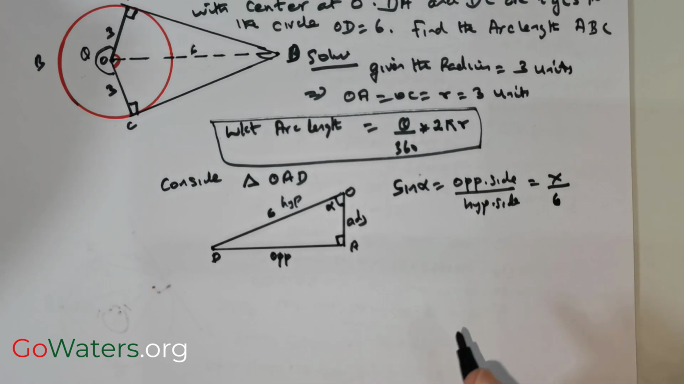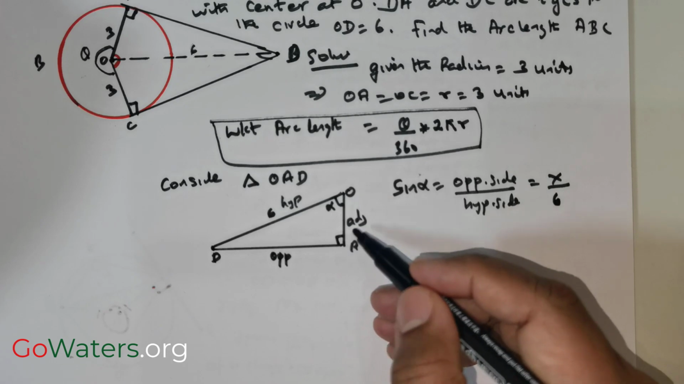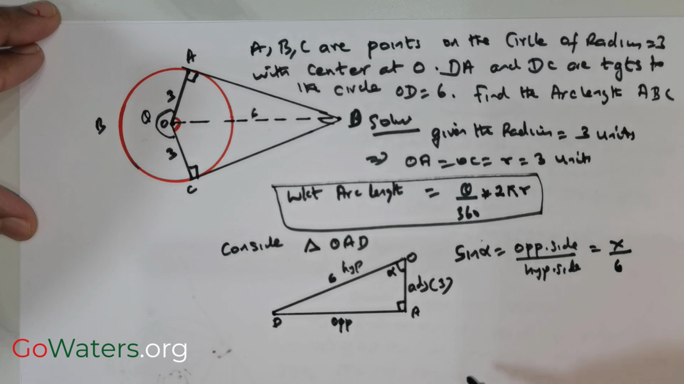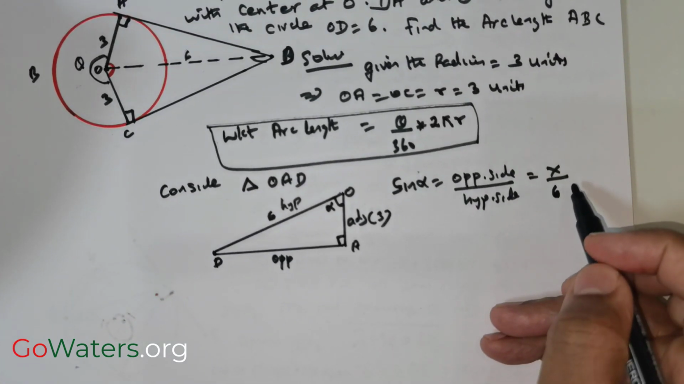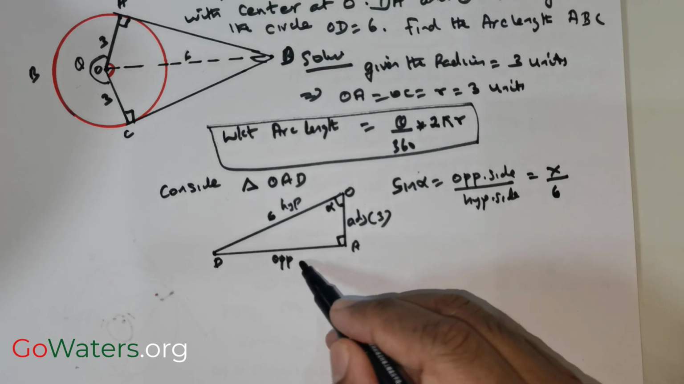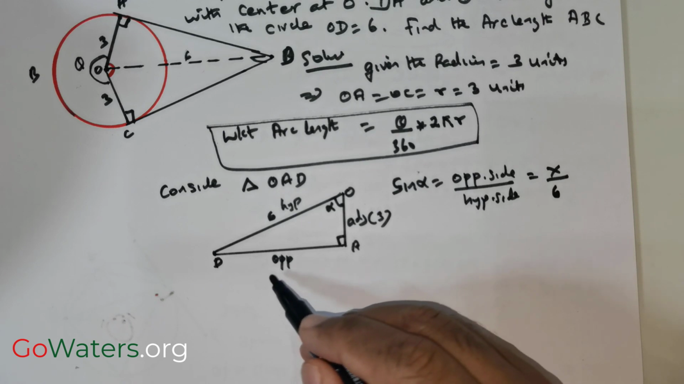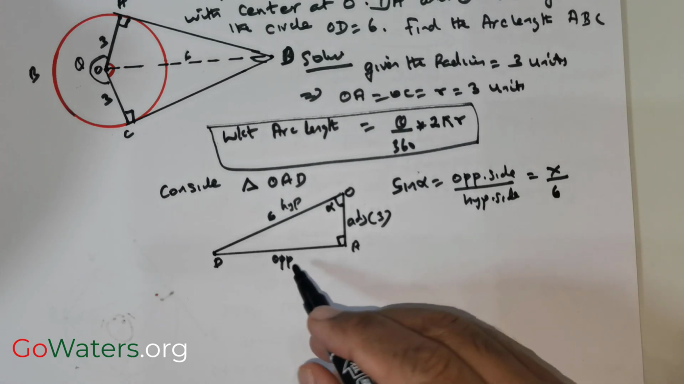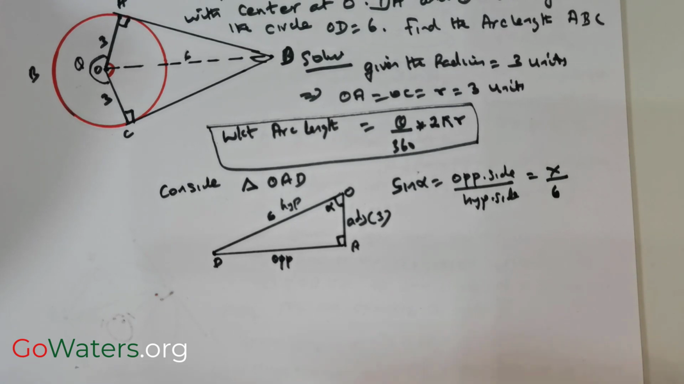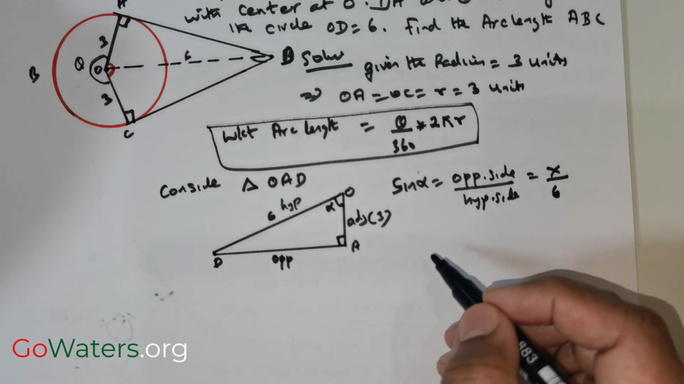Now clearly you can see that we are not able to use the value of OA, because OA is given to be 3 units. So clearly we are unable to use this value, because we don't know the opposite side, we have got no clue what the opposite side is in this case, because that is DA. So we got no information pertaining to that particular value. All that we got is the value for the adjacent side, right? Of course the hypotenuse's value is present.